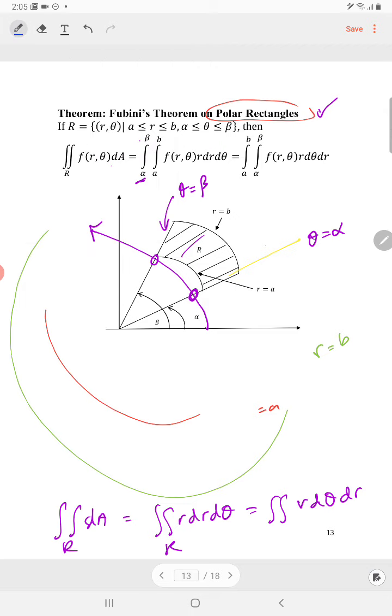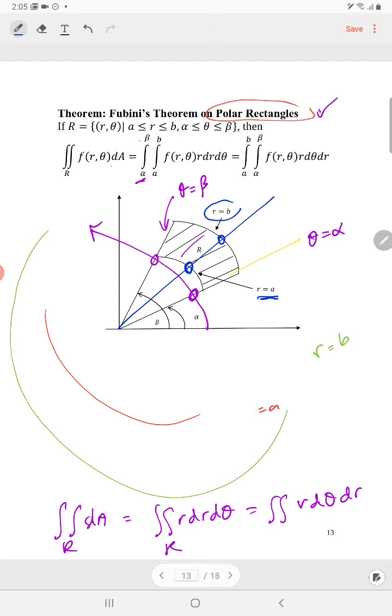And to determine the limit for r, remember r is a circle, starting from the origin. So what you do is draw a straight line from the origin across your region, and the one it touches first would be the lower limit for r. So in this case, r equals a, that's the lower limit, and the one it touches last is the upper limit for r, which is in this case r equals b.